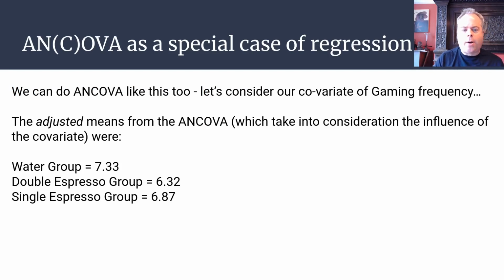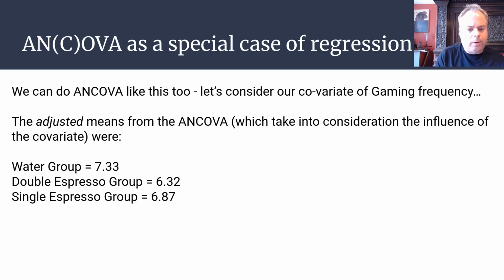So we're going to move on to just finish off by looking at ANOVA as a case of regression as well. So we can code ANOVA as a linear model. If you recall from earlier in this video, the adjusted means for the ANOVA are adjusted to take into consideration the influence of the covariate. And those adjusted means of the ANOVA were 7.33 for the water group, 6.32 for the double espresso group, and 6.87 for the single espresso group.